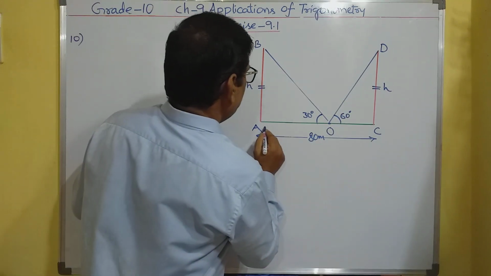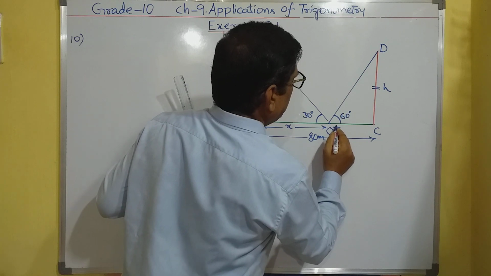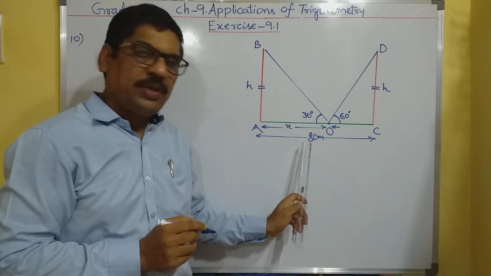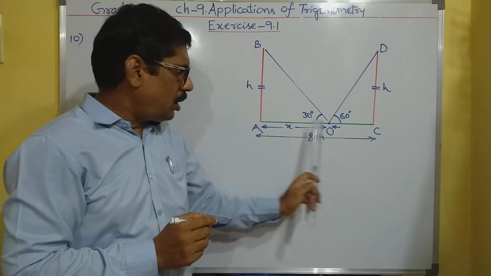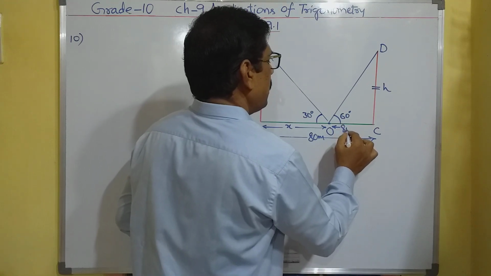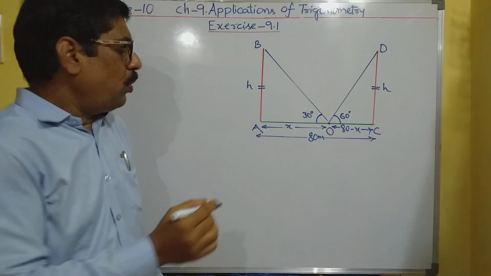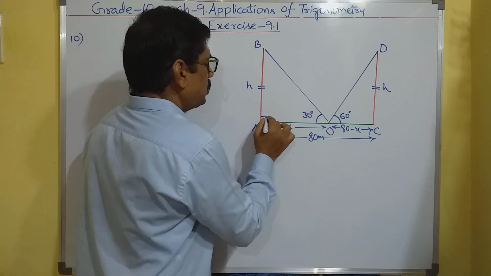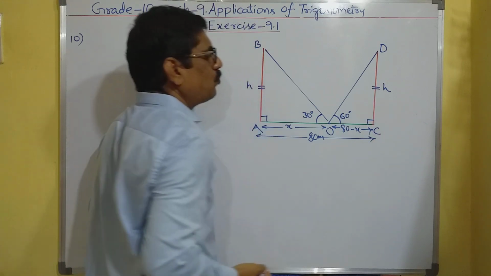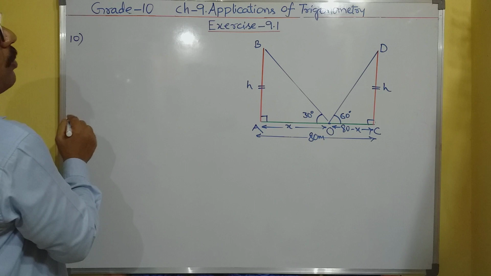So let us take this distance as x. Then what will be the remaining distance? The total distance from A to C is 80. So some length we have taken as x. The remaining distance will be 80 minus x. Okay, the poles are standing vertically on the ground, so these two angles will be 90. Okay, now let us solve the problem.